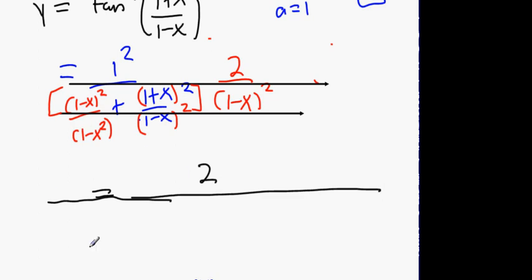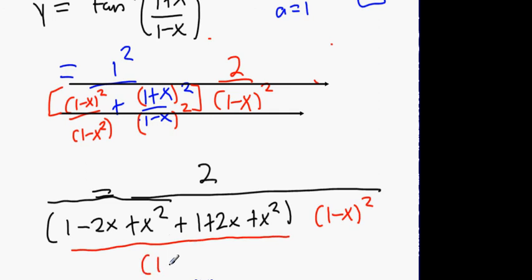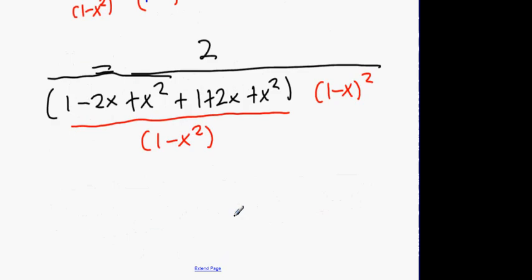Now level 2 is quite difficult, I have to multiply everything else. So it's going to be 1 minus 2x plus x squared, and then I'm going to add on 1 plus 2x plus x squared. And then once I'm done with that, it's going to get multiplied by 1 minus x squared. The part on the bottom is still here as 1 minus x squared. We're then going to tidy this up.